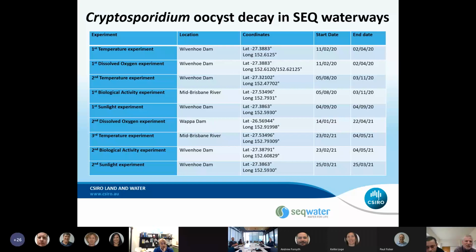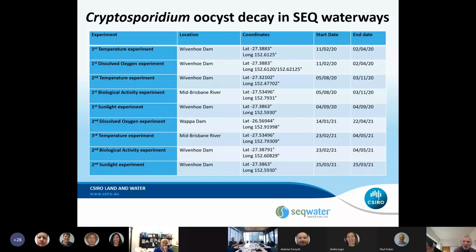Certainly some of the dams are deep enough, or have conditions suitable, that you will have different layers. So at Wivenhoe and Whopper Dam, for example, if you get down to the base of the reservoir, there is very little to no oxygen. If you're up at the surface, you have basically fully saturated conditions for oxygen. So we're testing that out.